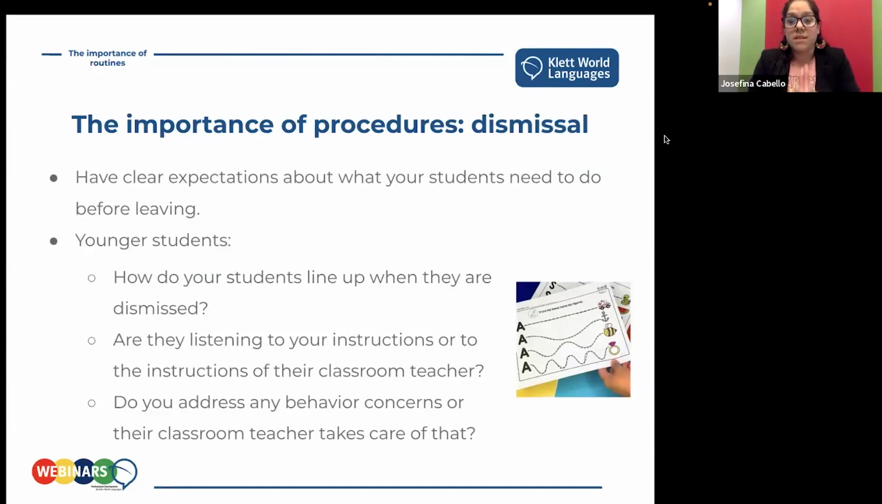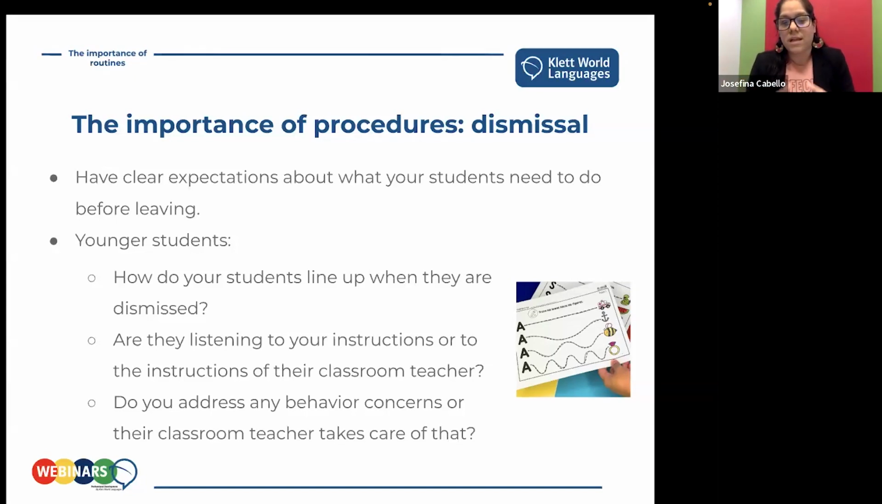When we talk about dismissal, you need to have clear expectations about what your students need to do before leaving. For younger students, how do your students line up when they are dismissed? Are they listening to your instructions, or are they listening to the instructions of their homeroom teacher? For example, in my case, their homeroom teacher picks up the students in my classroom. So they have the Spanish teacher and they have their classroom teacher. Who are they going to listen to? Are you still going to give them instructions, or are they going to listen to the instructions of their classroom teacher? That is very important for you to figure out: who's the boss once you dismiss them.